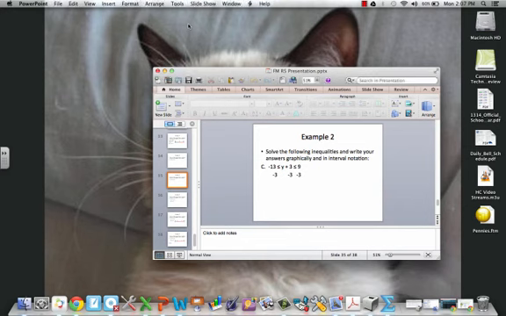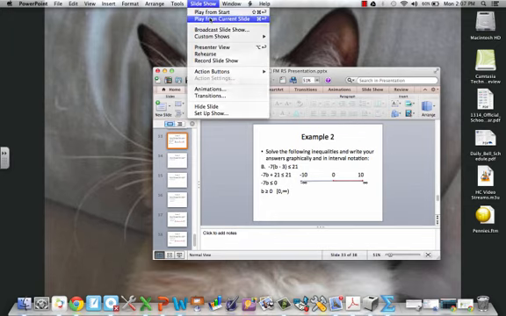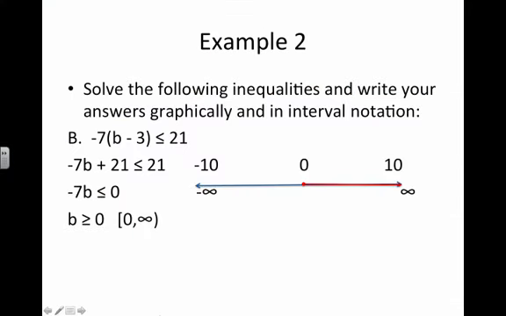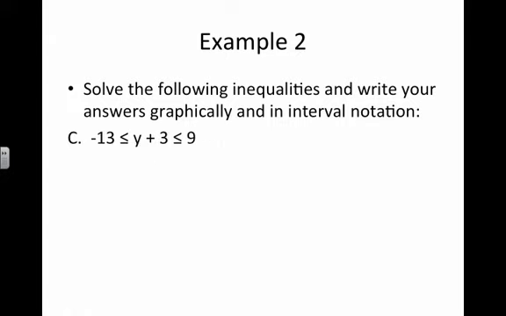Okay, so let's go back up here. Alrighty. So from 0 toward the direction of infinity. Alright, for part C we've got negative 13 less than or equal to y plus 3 less than or equal to 9. This is an AND statement just written very compactly. Remember from Algebra 2 it means negative 13 less than or equal to y plus 3 and y plus 3 less than or equal to 9.